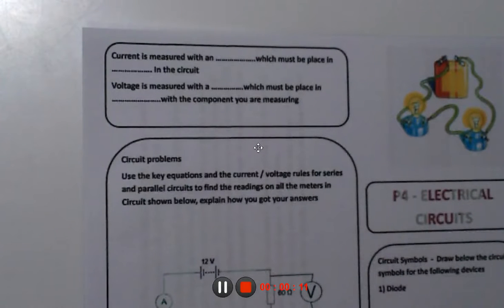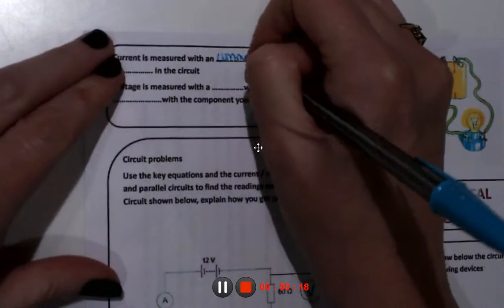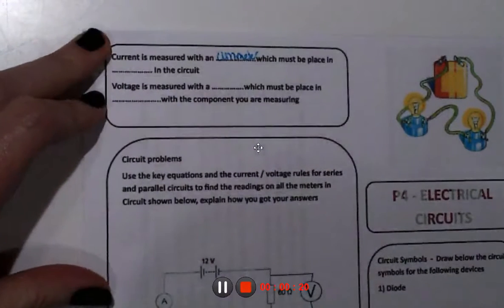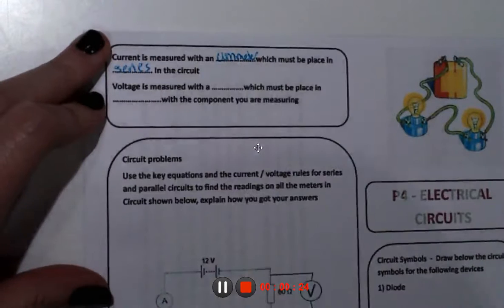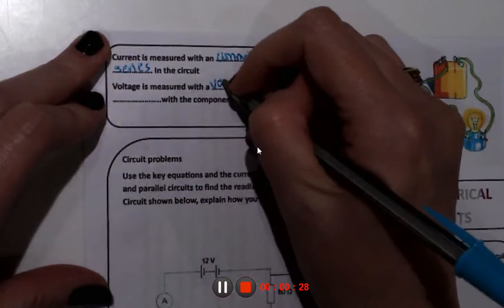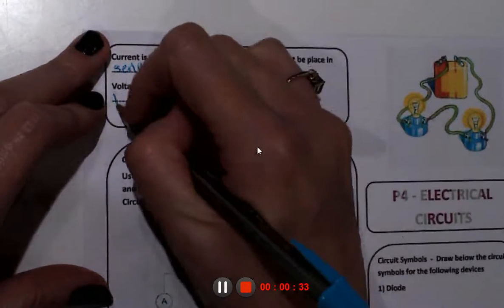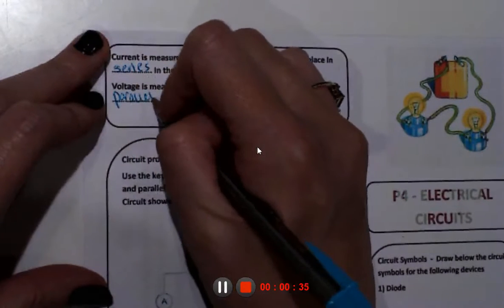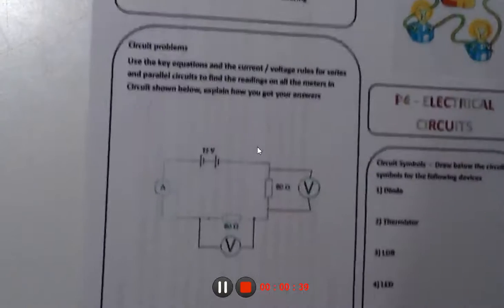So current is measured with an ammeter, which must be placed in series in a circuit. The voltage is measured with a voltmeter, which must be placed in parallel with the component you're measuring. Okay, let's look at the circuit problem.